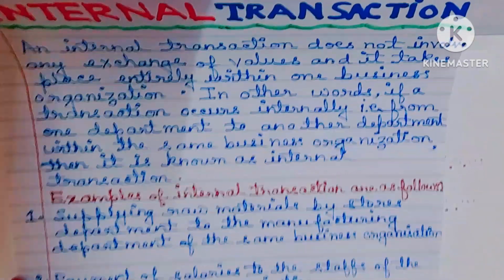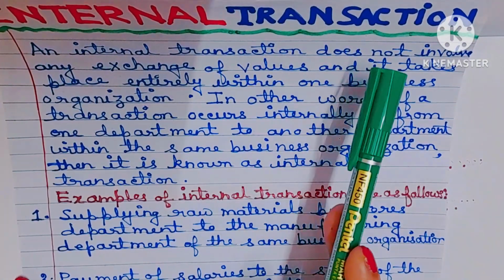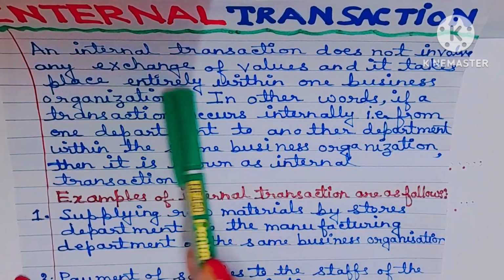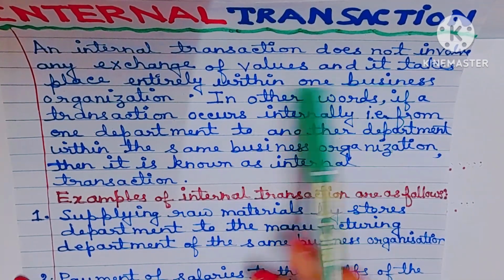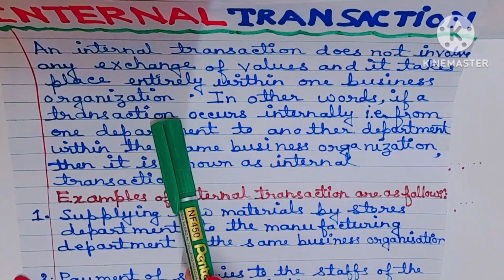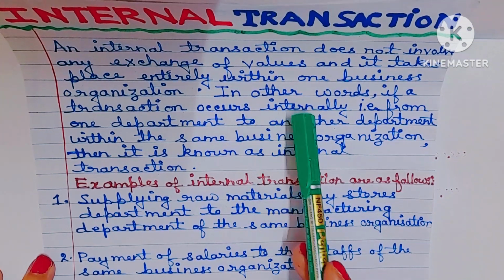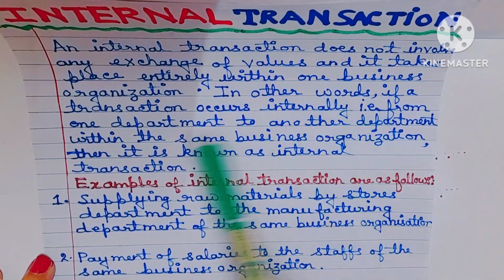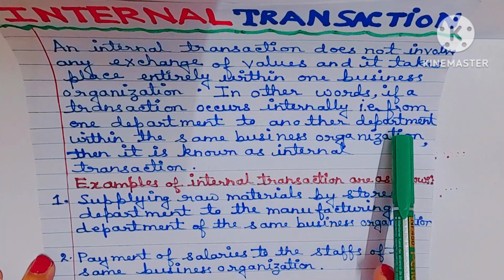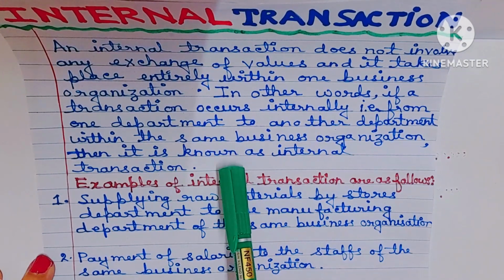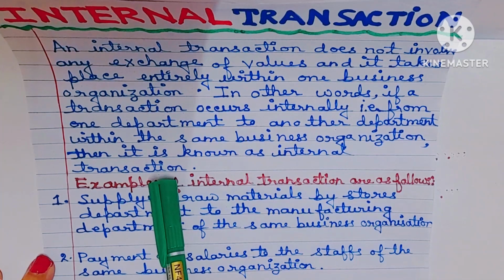Now what is internal transaction? An internal transaction does not involve any exchange of values, and it takes place entirely within one business organization. In other words, if a transaction occurs internally, that is from one department to another department within the same business organization, then it is known as internal transaction.